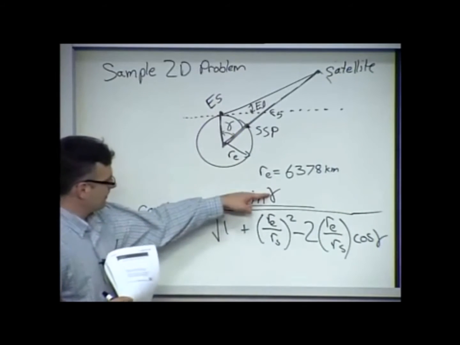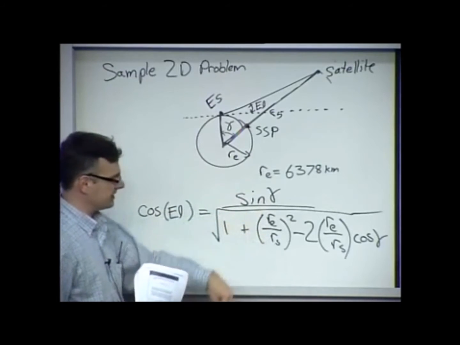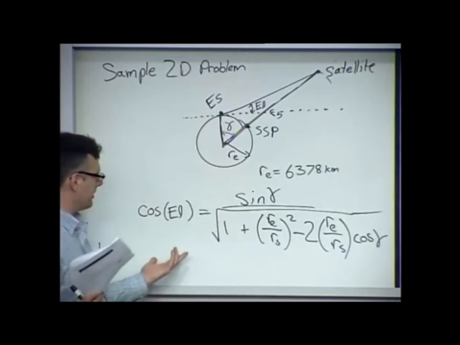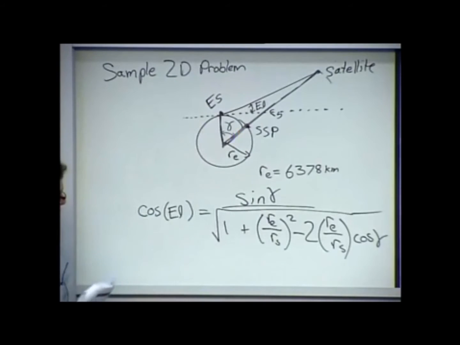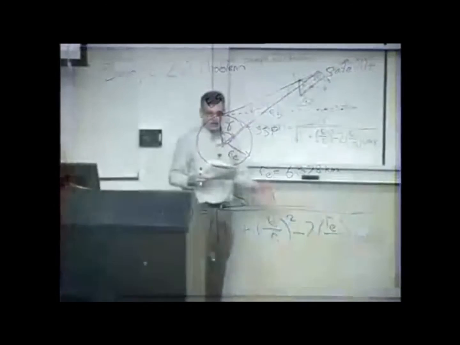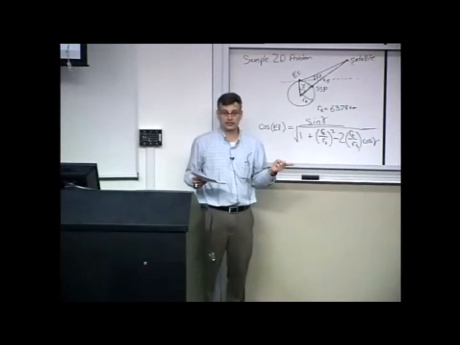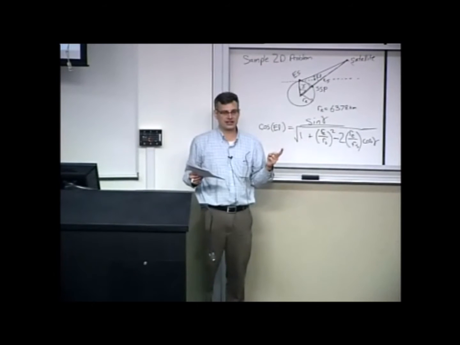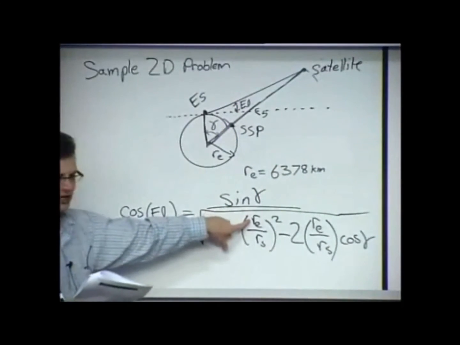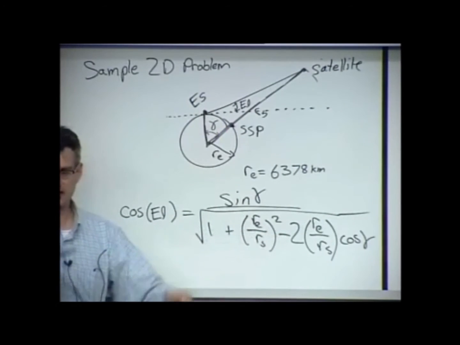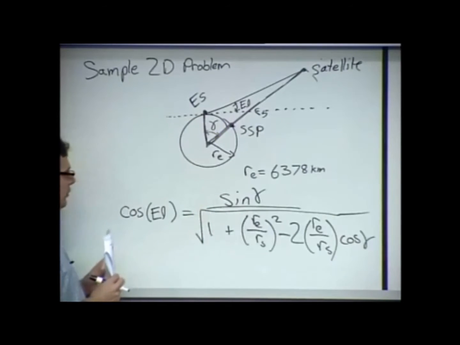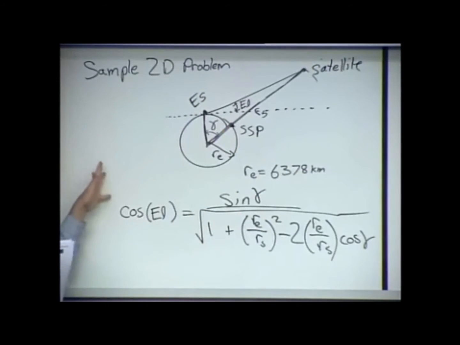So if I know this angle, I know the radius of the Earth and the radius of my satellite, I'm in good shape. I can actually calculate the elevation angle in degrees by just taking the arc cosine of this. Now, notice this is a general formula. If you want to do this calculation on another planet, you want to figure out what the elevation is on Mars, you can just put the radius of Mars here and then use the radius from the centroid of Mars as R sub S. It's a generic mathematical formula that'll work for anything. But it is in 2 dimensions.